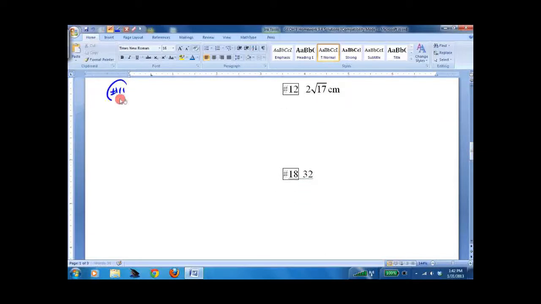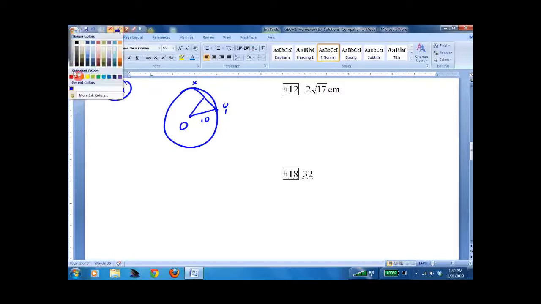Number 11, sketch a circle with radius 10 and a chord XY 8 centimeters long. How far is the chord from O? So the chord XY is 8 long. And I drew in that line, and this is 10. This is 4. This is 4. So now we gotta do a little math.